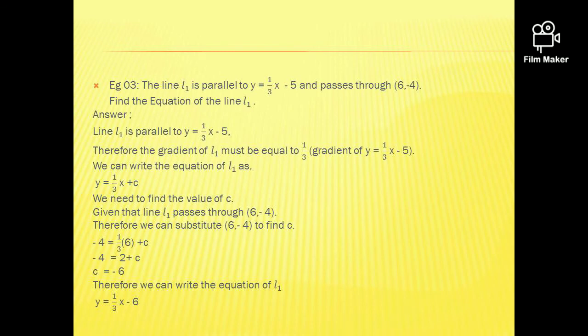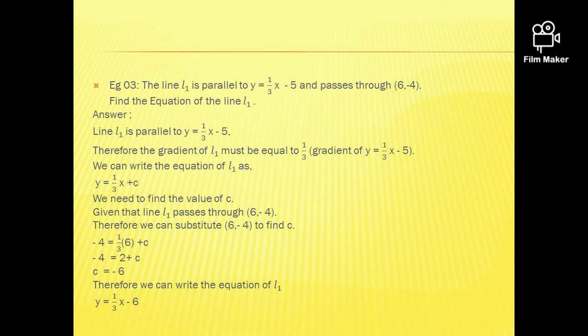In this example, it is stated that the line L1 is parallel to the equation y equals 1 over 3 x minus 5 and passes through (6, minus 4). We need to find the equation of line L1. Since line L1 is parallel to y equals 1 over 3 x minus 5, the gradients must be similar. Therefore, you can simply say the gradient of line L1 is 1 over 3. Therefore, I will write the equation of line L1 as y equals 1 over 3 x plus c. Then, our doubt is to find the value for c.